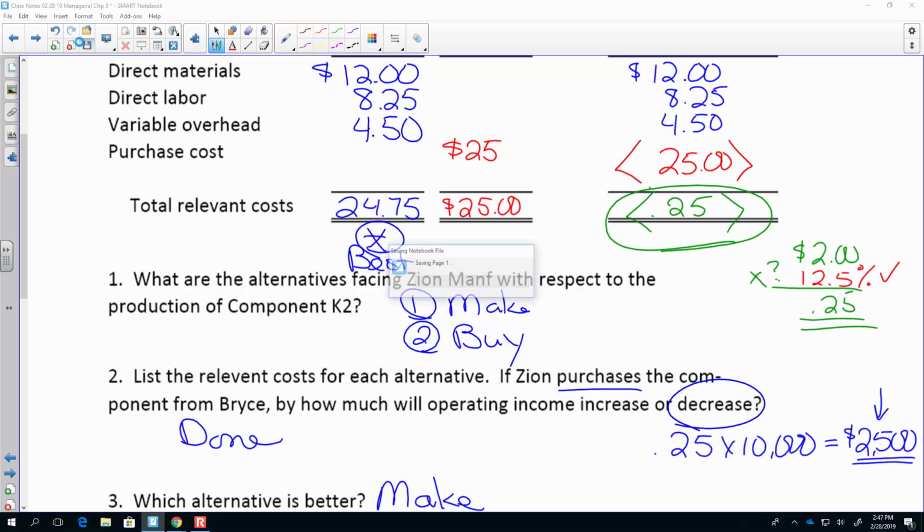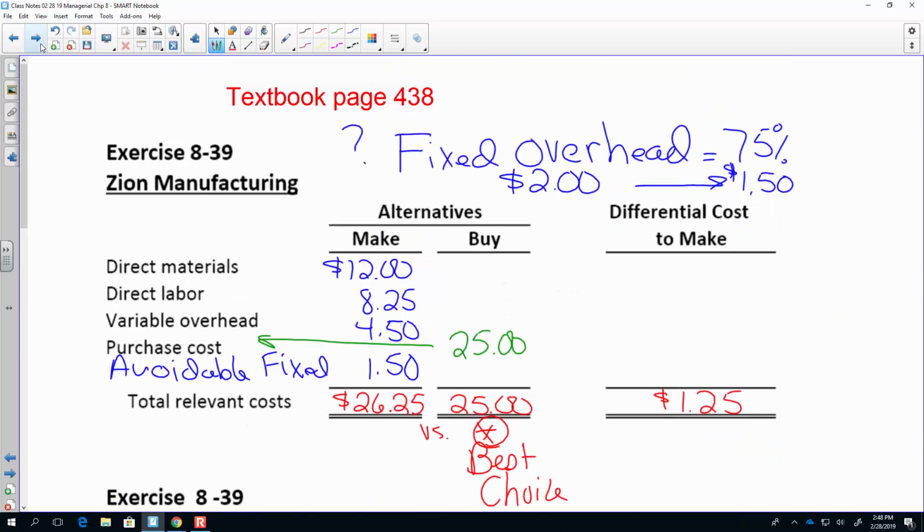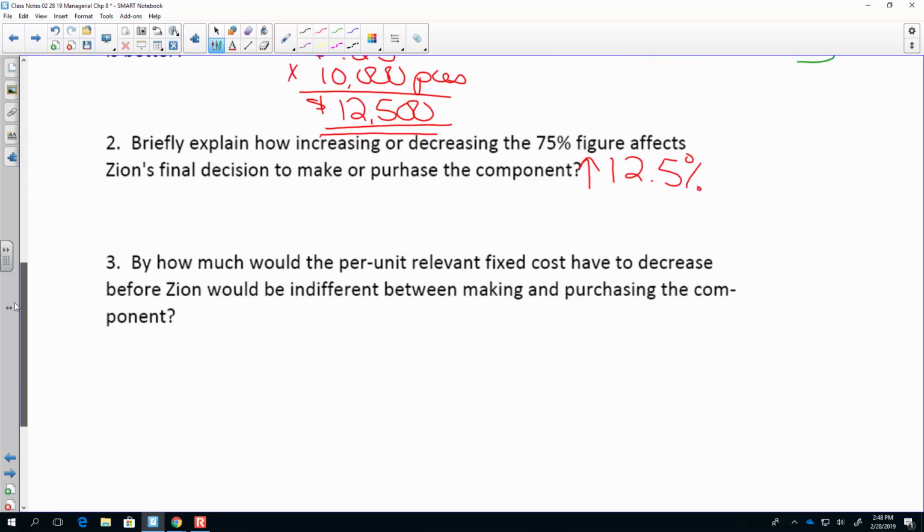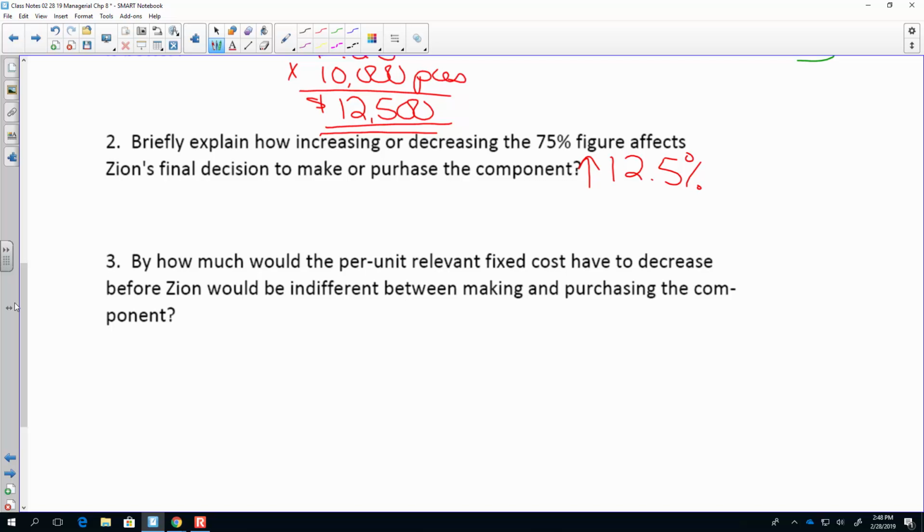All right. What's our next question? So we have to be greater than 12.5% to answer this question. If it goes beyond that, if more than 12.5% of our fixed costs are avoidable, we would certainly be buying the product. And question 3 is kind of funny. By how much would the per unit relevant cost have to decrease before Zion would be indifferent between making and purchasing the component?